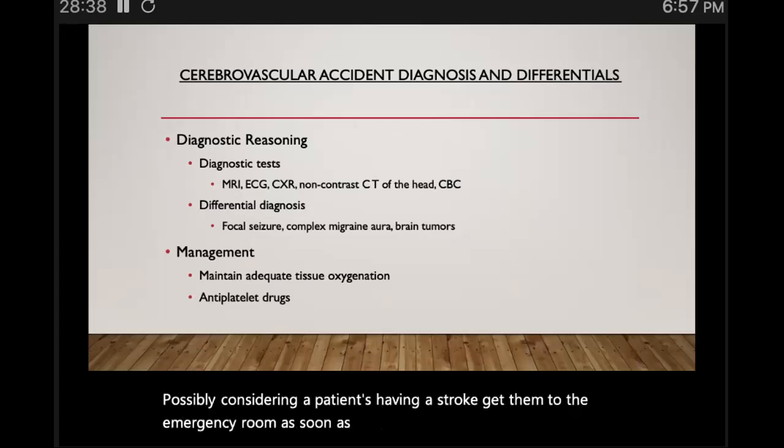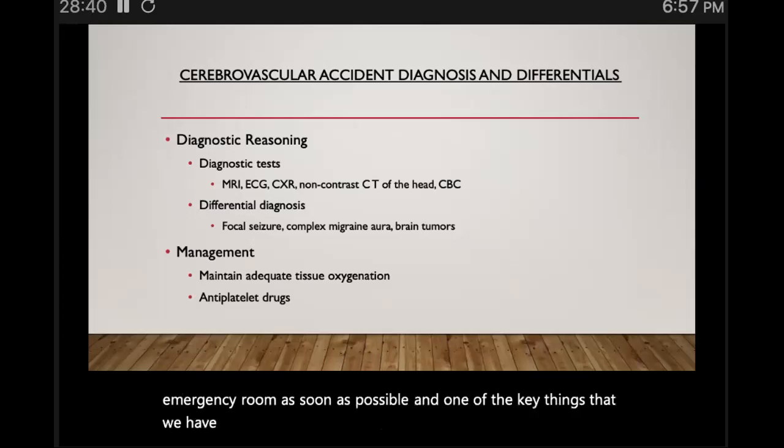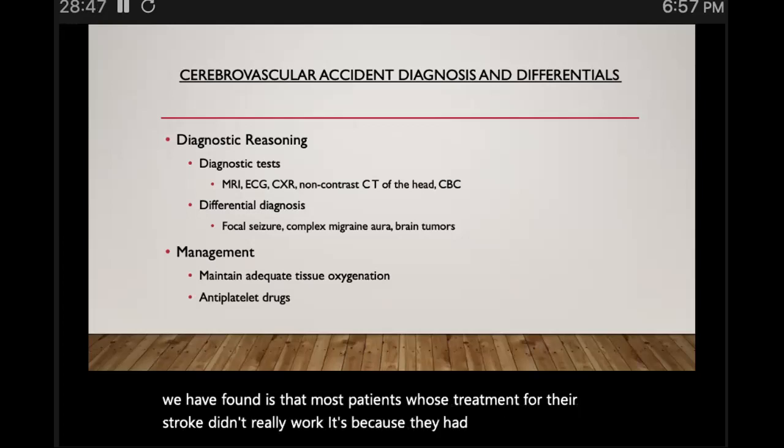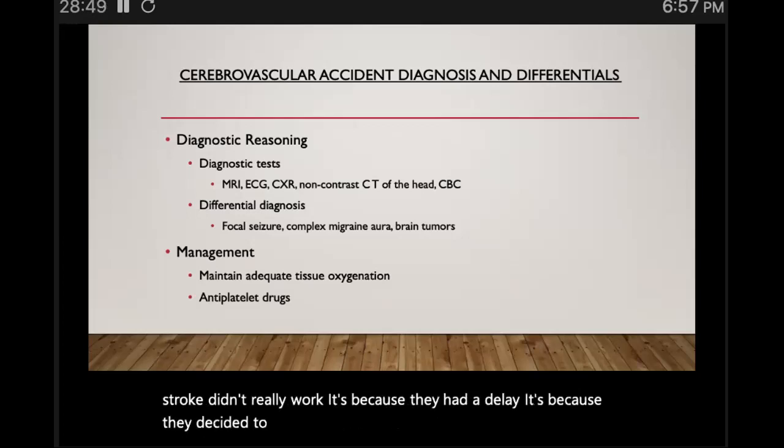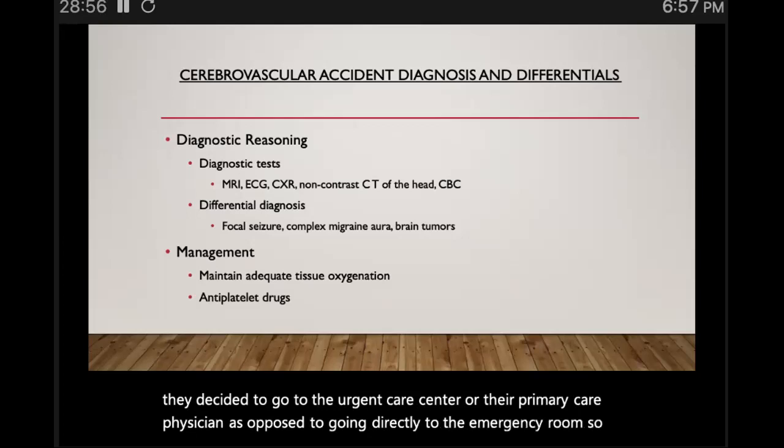And one of the key things that we have found is that most patients whose treatment for their stroke didn't really work, it's because they had a delay. It's because they decided to go to the urgent care center or their primary care physician as opposed to going directly to the emergency room. So these are things we need to educate our patients on.